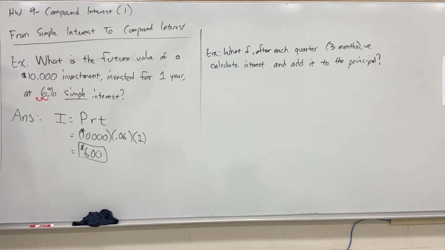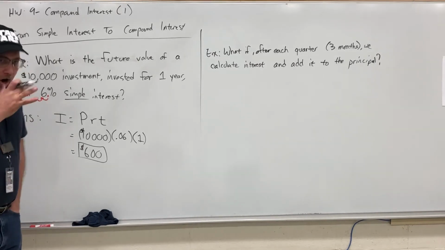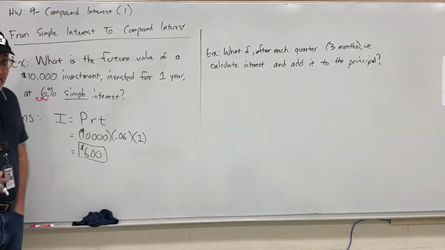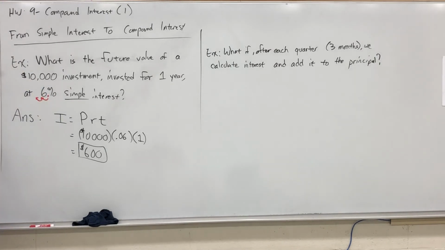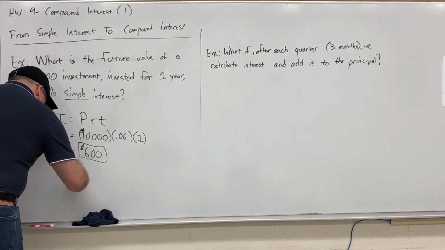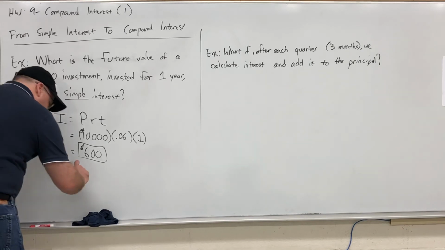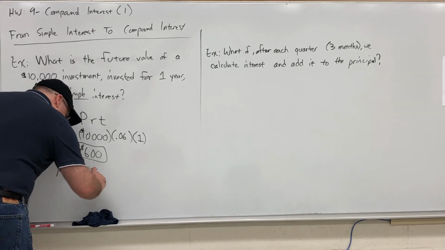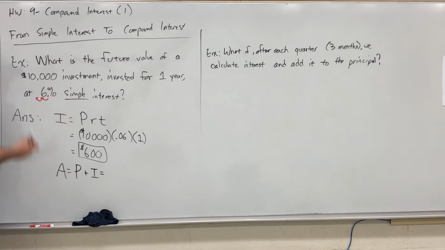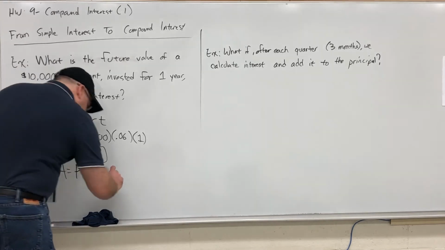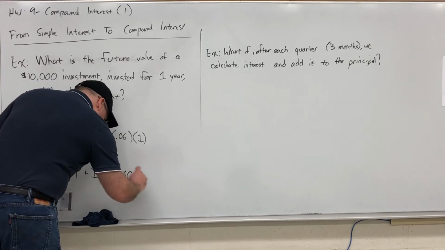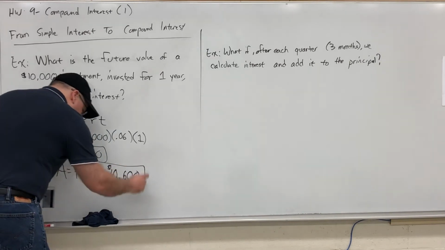Now be careful. The question actually asked for the future value. On these homework problems, always make sure you know what it is they are asking for and don't stop until you have it. Future value, which is represented by a capital A, not my decision, I would use FV, but future value is just the principal that you started with plus the interest that you earned. So we started with 10,000 and we earned 600. So our future value is 10,600. And that would be the answer to this question.